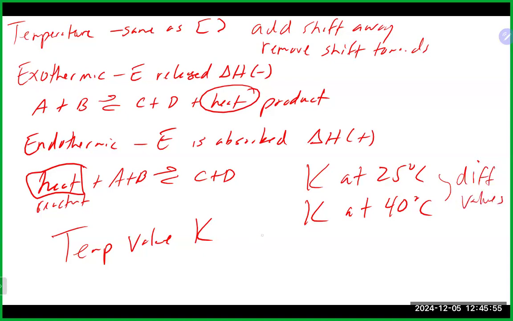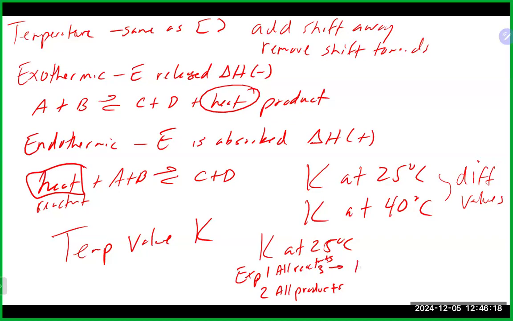Now, if you looked at the value of K at 25 degrees for different experiments, like experiment 1, experiment 2, experiment 3, and let's just say in experiment 1, you started with all reactants. In experiment 2, you did all products. And in experiment 3, you did a little of everybody, a little reactants and products. Remember that it doesn't really matter what you start with, as long as the temperature, say 25 degrees, for example, is the same for all three experiments, all three K values should be the same.